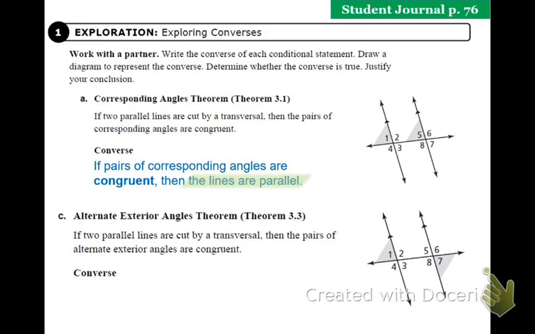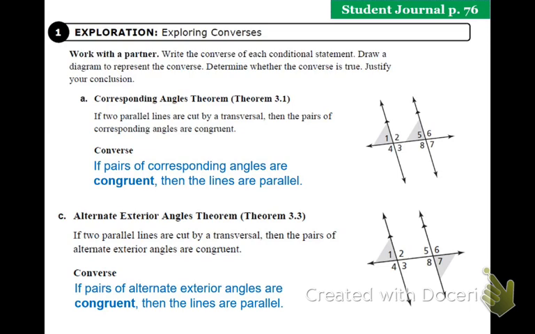All right, the next one, alternate exterior angles, will go in that box. Alternate exterior angles. The theorem again used to be if two parallel lines are cut by a transversal, then the pairs of alternate exterior angles are congruent. Now if you flip them like a converse, if two pairs of alternate exterior angles are congruent, then the lines are parallel. Okay, so we're using the opposite.